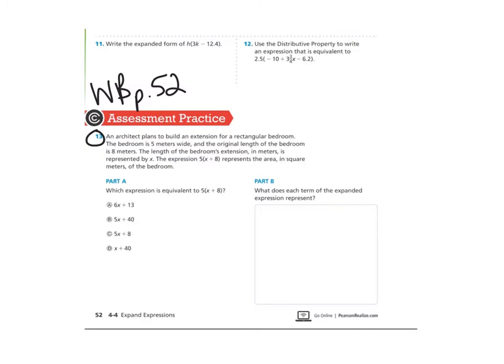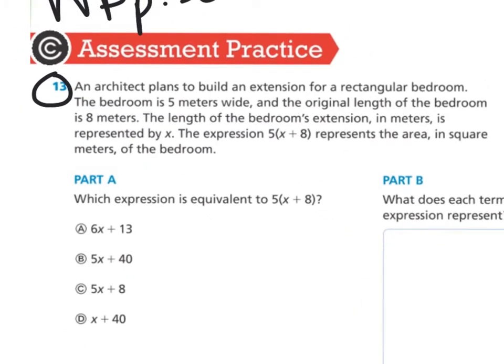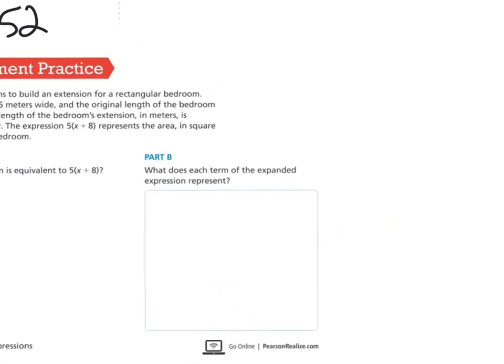We'll look at workbook page 52, number 13. An architect plans to build an extension for a rectangular bedroom. Bedroom is 5 meters wide. The original length of the bedroom is 8 meters. Length of the bedroom's extension is represented by x. So they're giving us an expression 5 times the quantity x plus 8 that represents the area in square meters of the bedroom. They could have just told us this information and then asked us to figure out an area.